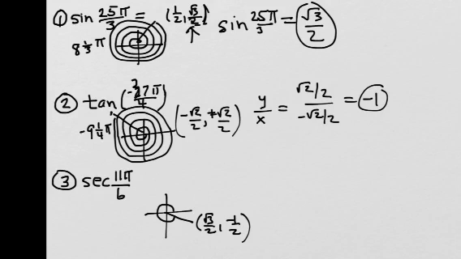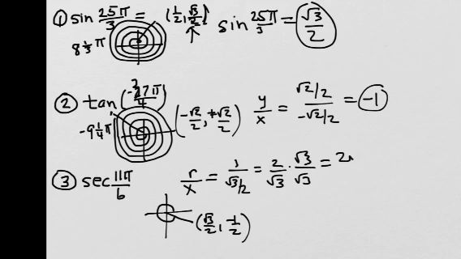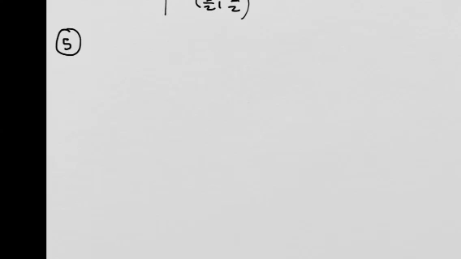So secant, the definition of secant is r over x. And r is 1 on the unit circle, so we're looking at the reciprocal of radical 3 over 2. So it's 1 over radical 3 over 2, which is the same thing as 2 over radical 3. We rationalize the denominator. So 2 radical 3 over 3 is your answer for secant of 11 pi over 6. Okay, number 5 is cotangent.